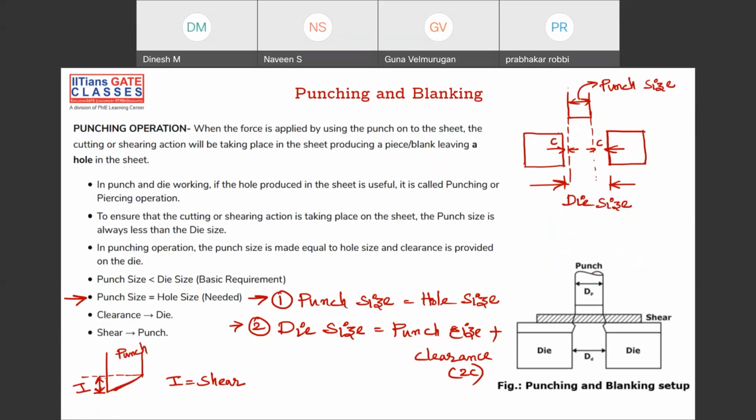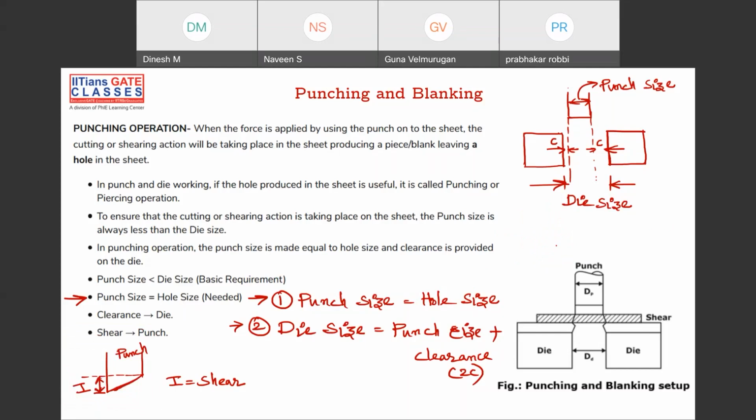So to make a complete hole, what you have to do? You have to pass this complete shear. Obviously, if your sheet is like this, and if you are making only half the shear, obviously the hole is not full. Only when the complete shear has passed through, the hole is full. Then only this full hole has occurred.